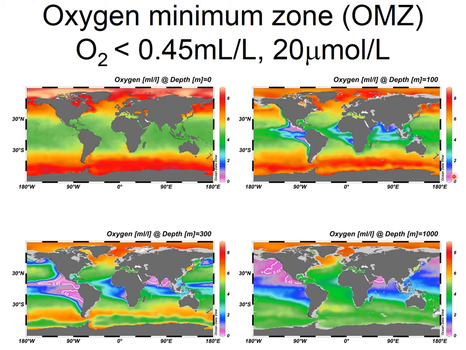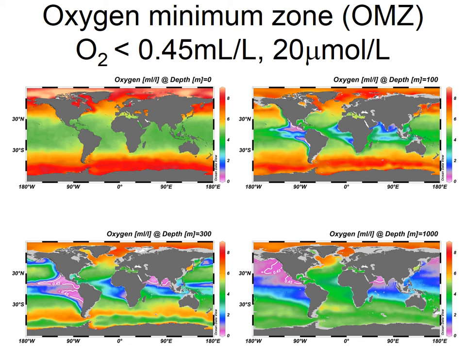So we're in that zone C on the profiles where we're adding organic matter from the surface ocean and it's respiring and using up oxygen. Anywhere that's below this kind of magic number, it's not magic, it's just an arbitrary value of 0.45 millilitres per litre, or 20 micromole per litre oxygen.